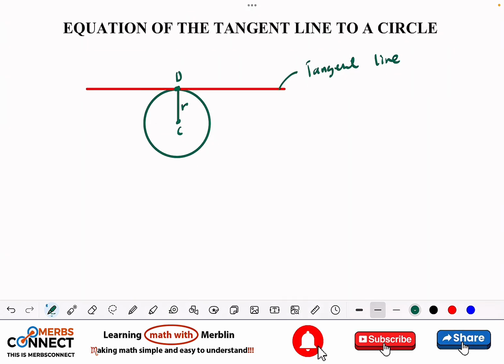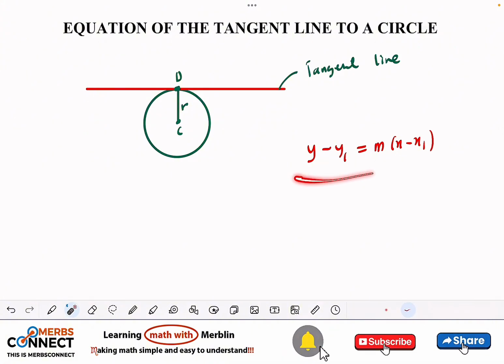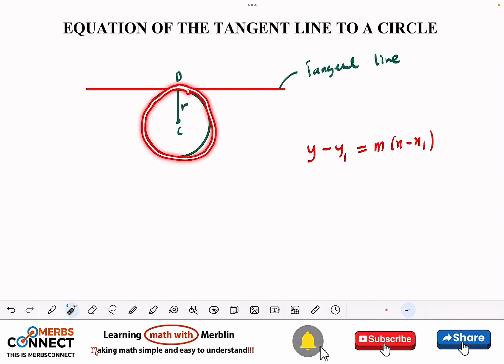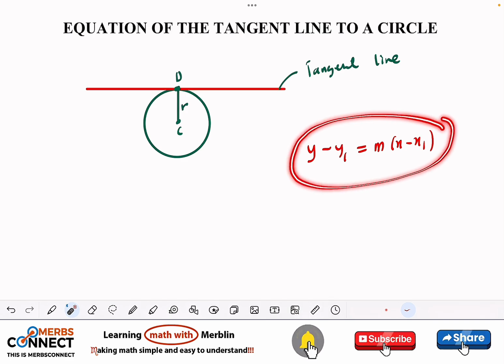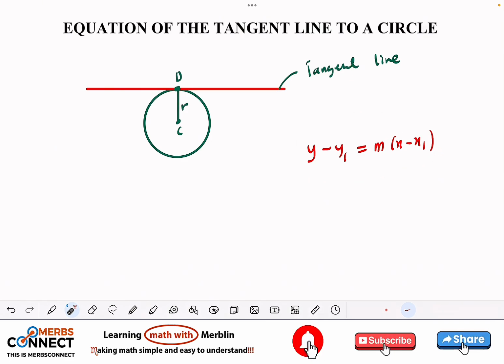So for us to find the equation of the tangent line, we know how to find the equation of a line. The equation is y minus y1 equals m times x minus x1. Somebody is asking, but this is the equation of the line. Yes, the equation of the line, because this is a line. The only difference here is that this line is touching something at one point, so we are calling it a tangent line instead of a line. So it's the same thing here.